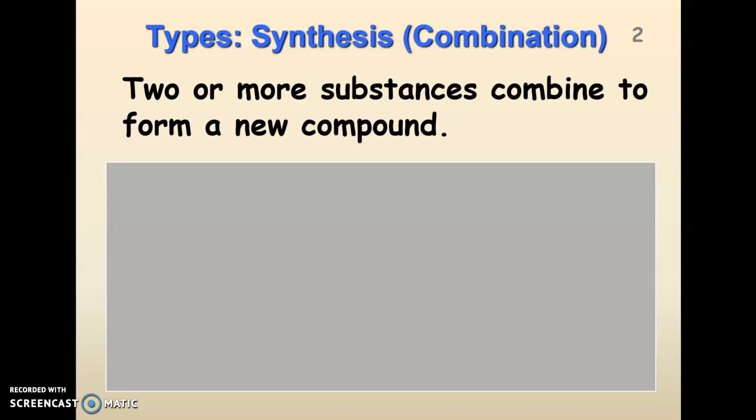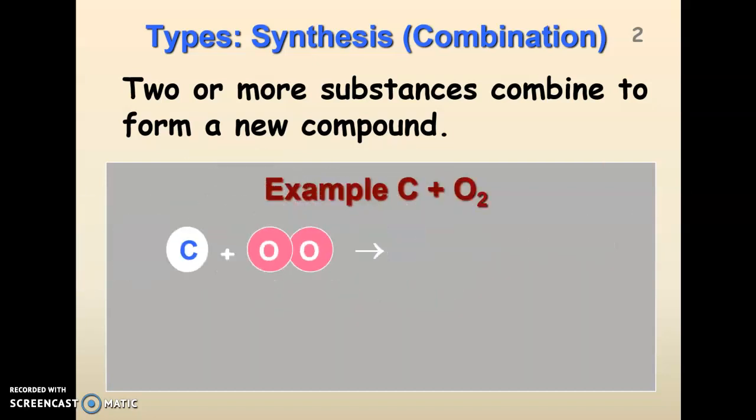Alright, so the first one we're going to talk about are synthesis or combination reactions, and that's where two or more substances combine to form a new compound. The easiest to identify is when you have two elements react with each other, because there's nothing else they can do other than combine with each other. So an example here is carbon and oxygen combine to make carbon dioxide.